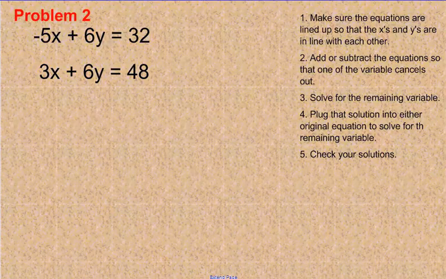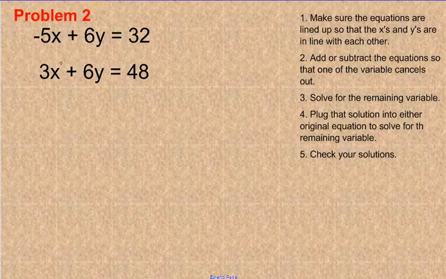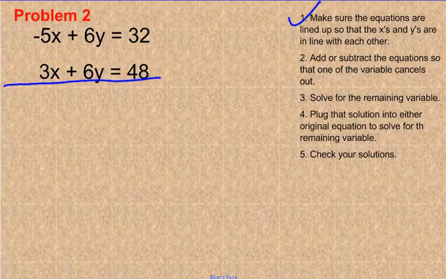This one's going to be slightly different. We do have it in both in standard form. The x's and y's are lined up with each other, so we're done with step 1 then. Adding them together isn't going to cancel anything out this time. So this time we're going to have to subtract them. So we're going to subtract the whole equation. Just like a regular subtraction sign, that means to subtract everything.